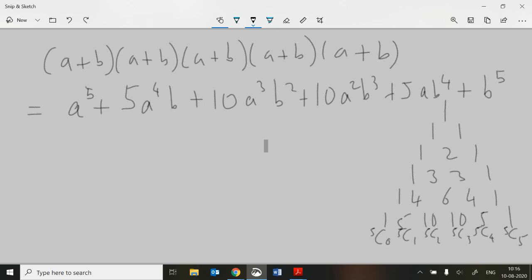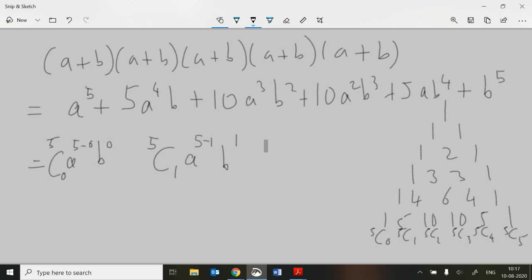Now, you could really write this in a different way. For the first, maybe let's just take this one, okay? So for this one here, you could say that that's 5 choose 1, and that's a to the power of 5 minus 1, and that's b to the power of 1. Okay, now the first term you could write in a similar sort of format. You could say, well, that's 5 choose 0, a to the power of 5 minus 0, and b to the power of 0, because b to the power of 0 is 1, so it's going to disappear.